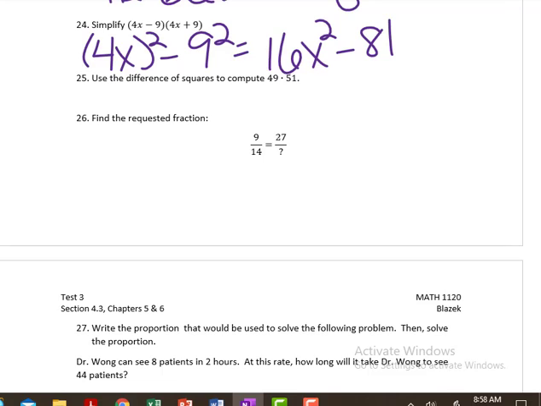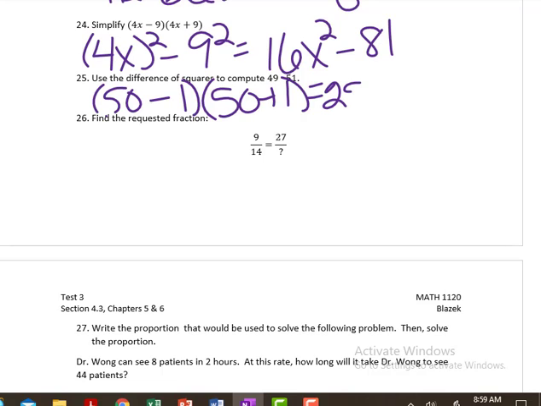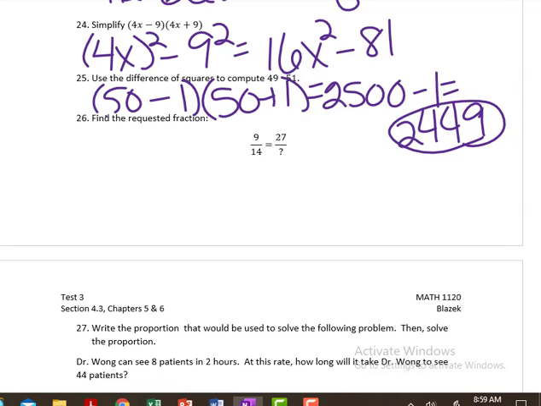I can describe 49 as 50 minus 1, and I can describe 51 as 50 plus 1. So using the sum and difference, because the only thing that differs is the operation in each of the binomials, we would end up having 2500, which is 50 squared, minus 1. The answer would be 2499. There we go.